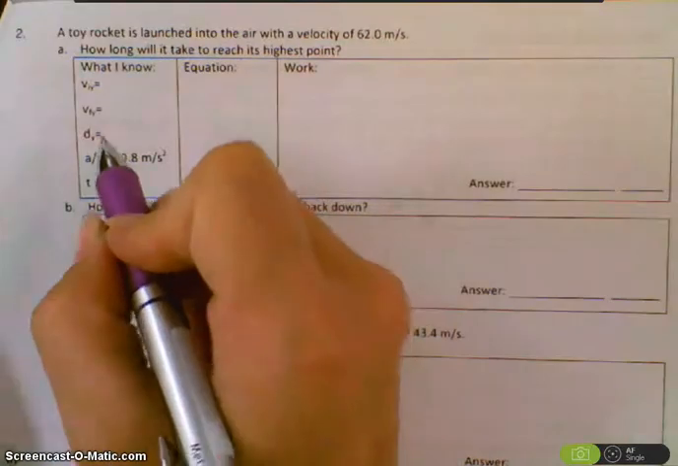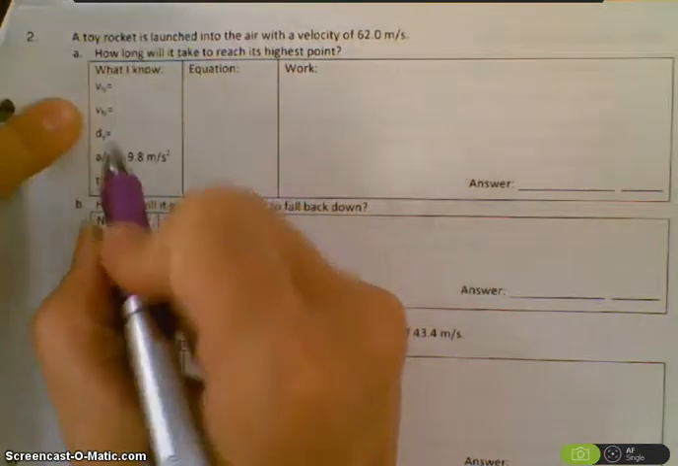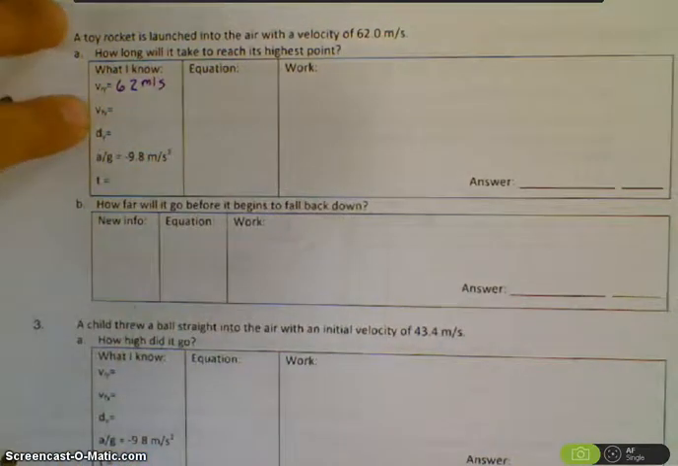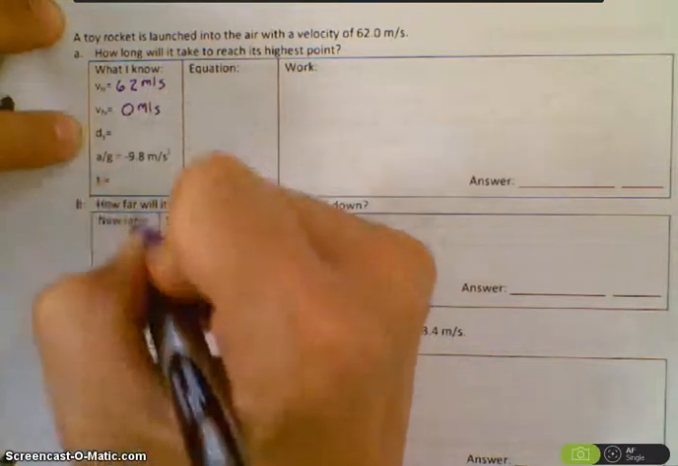To be the what? Initial velocity. Good job, guys. Good job, gang. Okay, what do we also know? At the highest point of this trajectory, what is the velocity of the rocket? 0 meters per second. Great job.